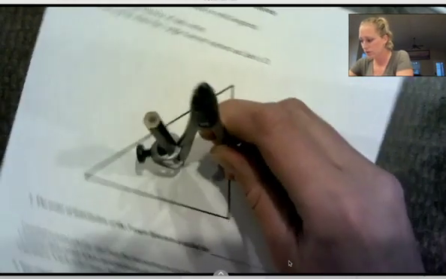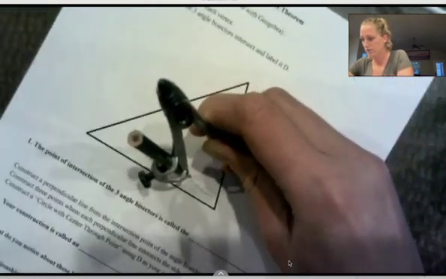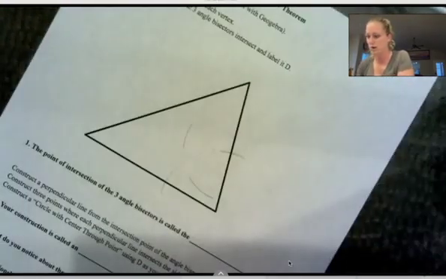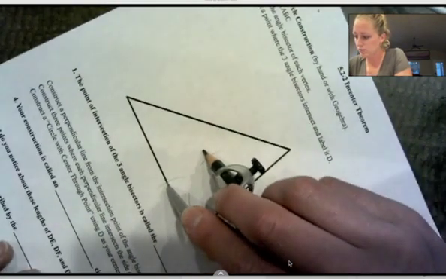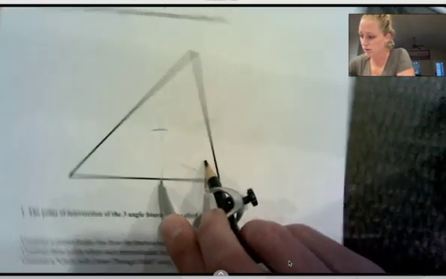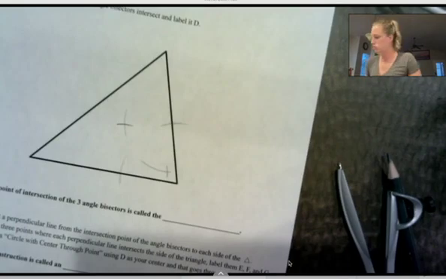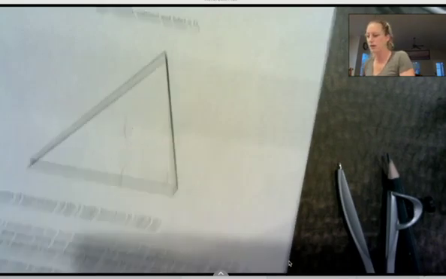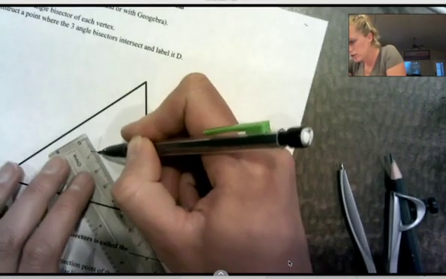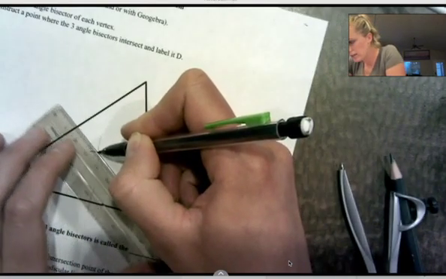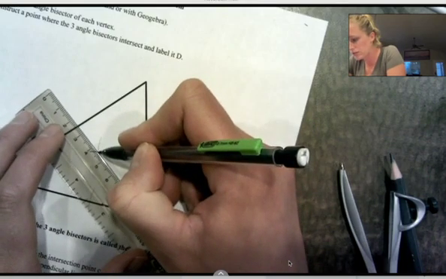So do arc up here, arc down here, and I'm going to do the other side. So now I'm going to put my pin here. I haven't changed the width at all. And I'm marking here and here. So now connecting those 2 intersection points through the vertex is that angle bisector. Okay, so connect here. And again, we can draw it nice and long. You know you're relatively accurate if those line up well with your vertex.